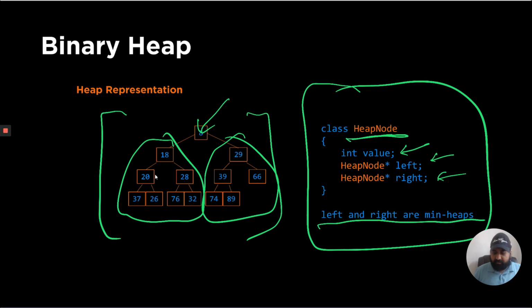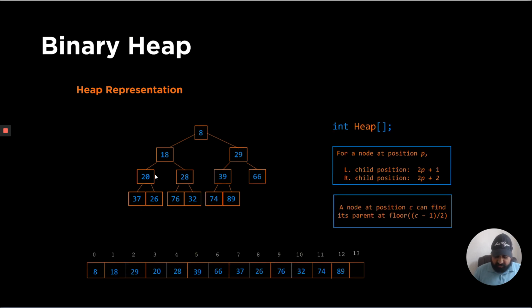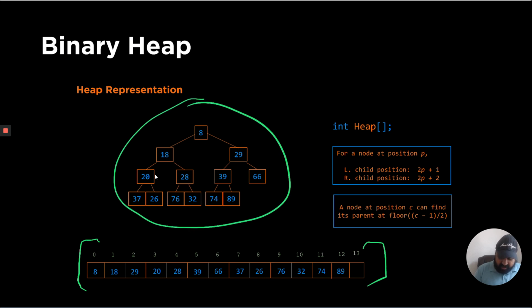So instead of storing the binary heap in the form of classes and nodes, we can represent this neatly in the form of an array. And this is possible because there are no spacing issues, because we know all elements are adjacent to each other. So how we can represent this is you have this array that stores these numbers, which is, if this is the heap, the array will store all the numbers level by level, which is you have 8, then 18 and 29, the second level, then 20, 28, 39, 66, 37, 26, and so on.